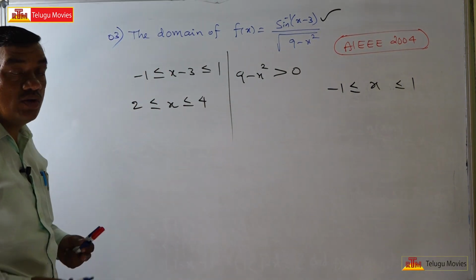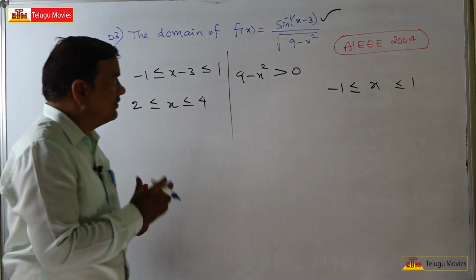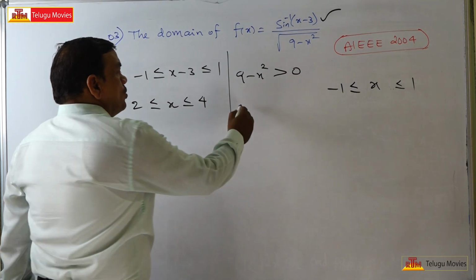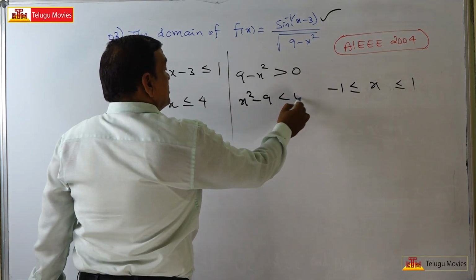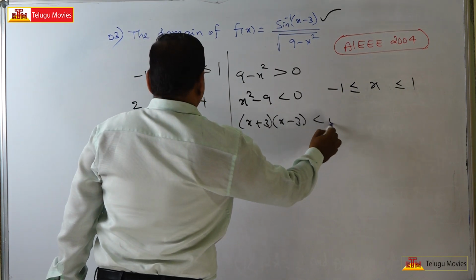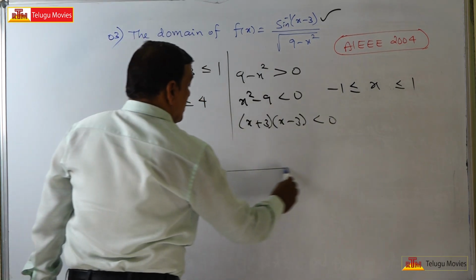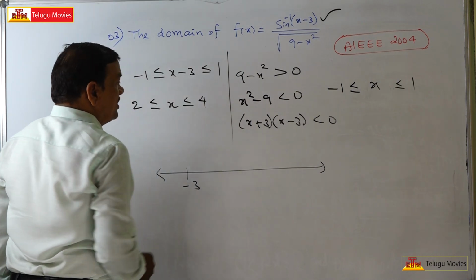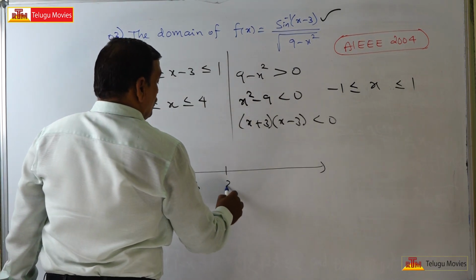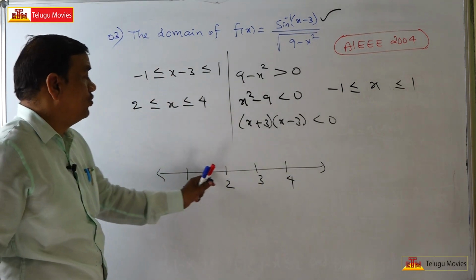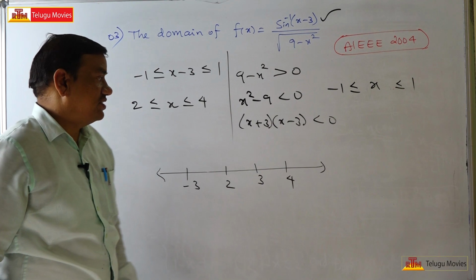Because the total function has this in the denominator. So this is x square minus 9 is less than 0. So this is x plus 3 into x minus 3 less than 0. Let us write it on the number line. This is minus 3, afterwards we have 2, we have 3, we have 4. So here 2, 4 is there, minus 3 and plus 3 is there.